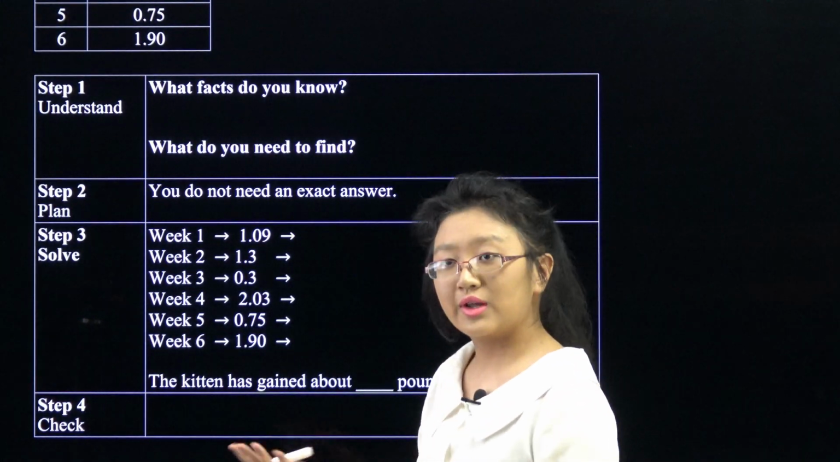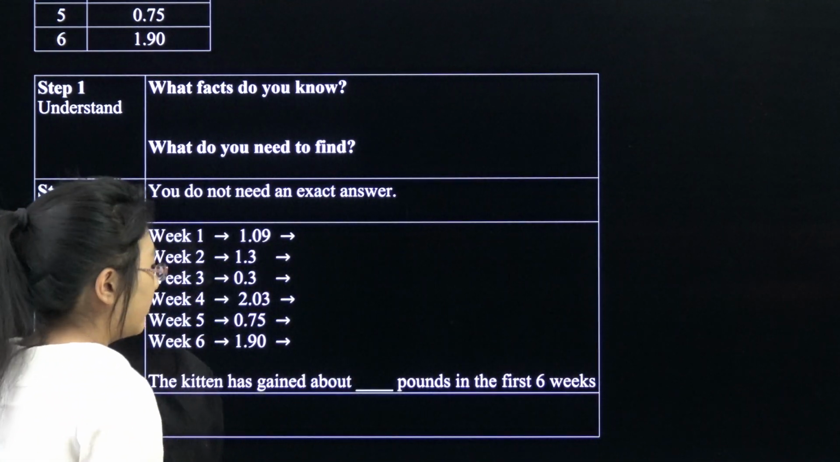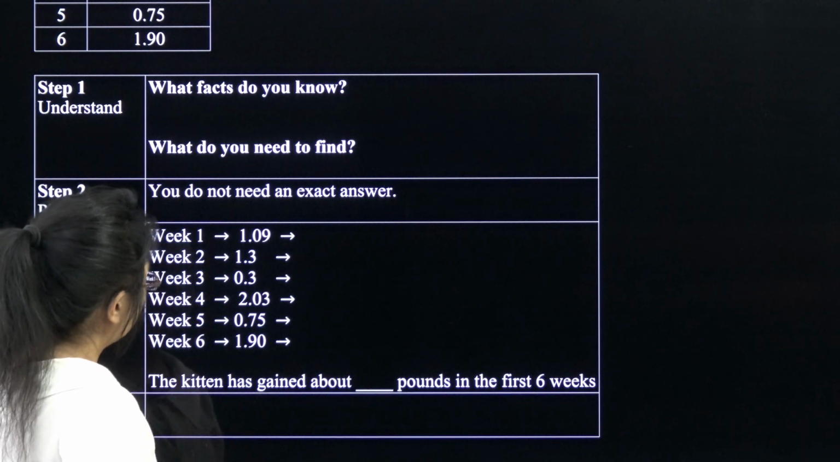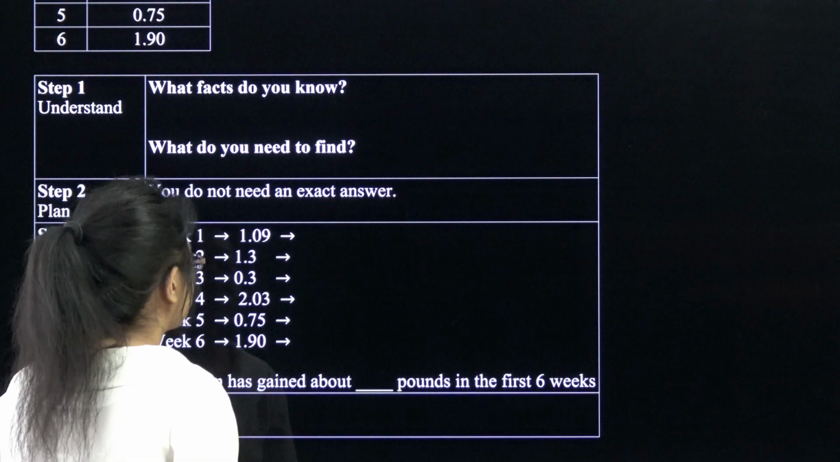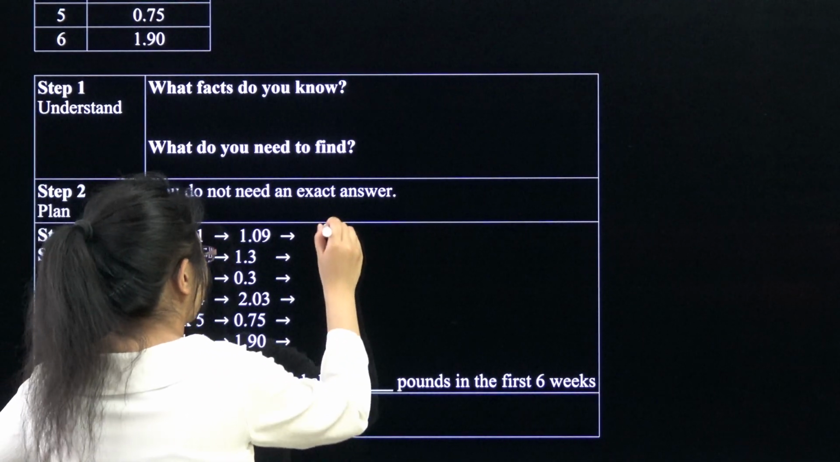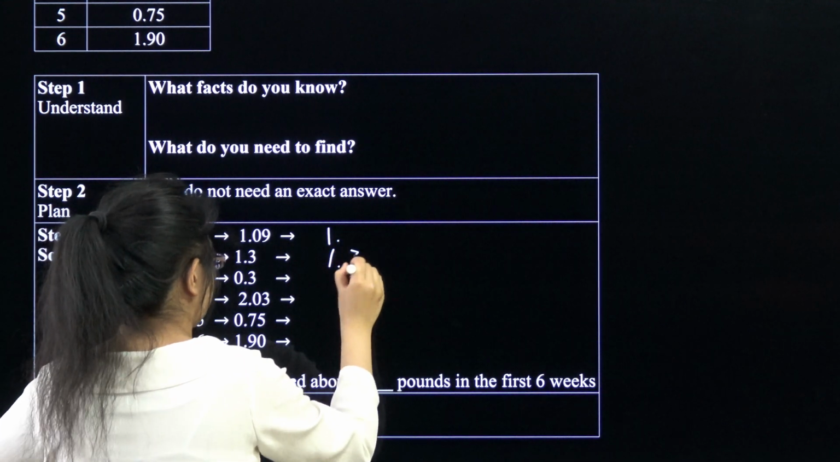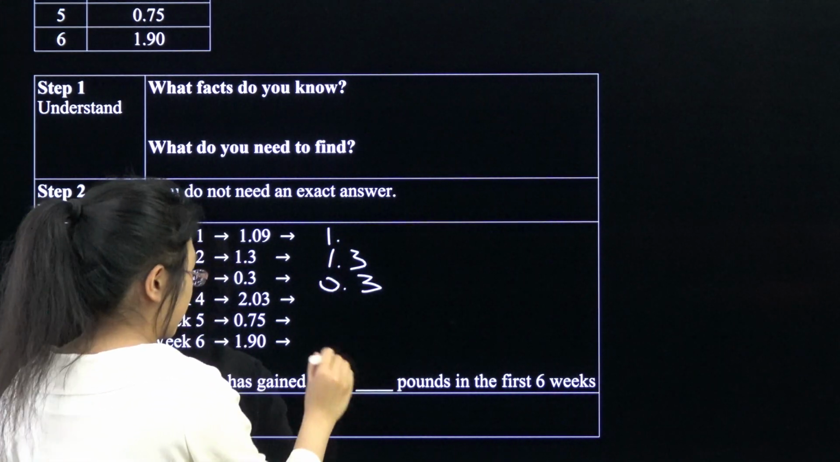Step 2, plan. You don't need an exact answer, so we're just going to round all the values. Now, what should we round to? Personally, I think rounding to the tens would be better, but some people might want to round to the ones. If we round to the tens, we get, this one's already in the tens, so we don't need to round. This one's also already in the tens. And this one, well, the hundreds is a 0, so.